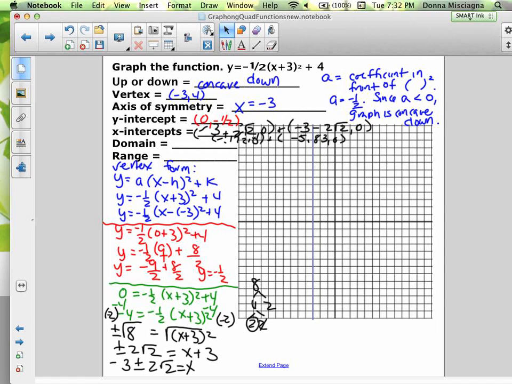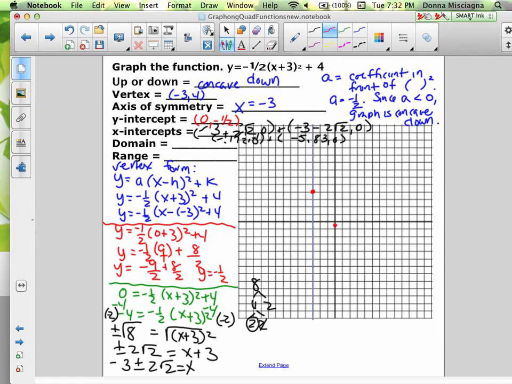All right, so let's graph that. I think I'll just graph in red this time. All right, so we have our axis of symmetry already at x equals -3. Let's graph our vertex. That's a nice easy point. -3, 4. So all we have to do is count 4. All right, let's graph our y-intercept. So 0, -1/2. All right, so that's right here.